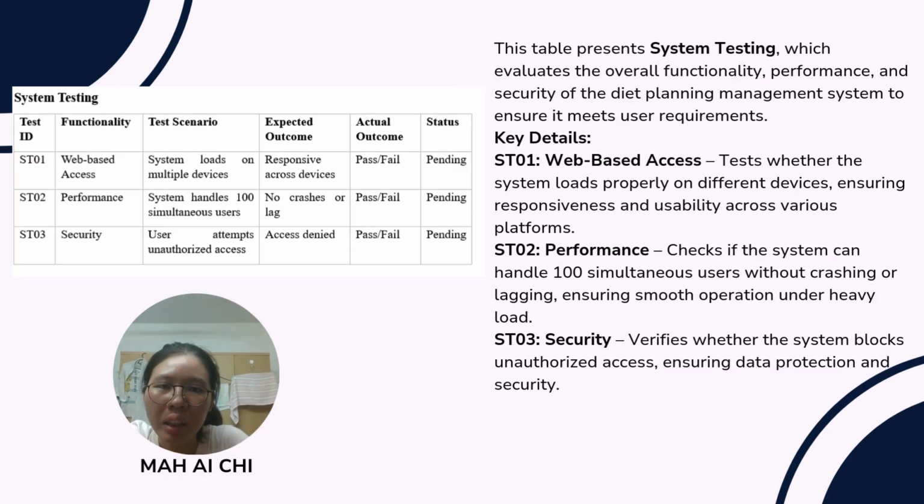This table presents system testing, which evaluates the overall functionality, performance, and security of the diet planning management system to ensure it meets user requirements. Key details: ST01, web-based access. Test whether the system loads properly on different devices, ensuring responsiveness and usability across various platforms.